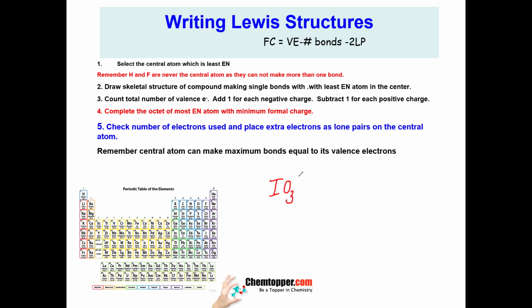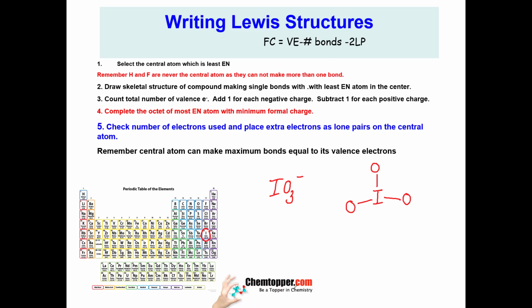IO3 minus. Central element. Rule number 1. Central element. Iodine is less electronegative. This one. In fact, the one which is less in number is always central, but we follow the rules. Iodine is less electronegative, so it is central. Make the skeleton with 3 oxygens, right? Like this.